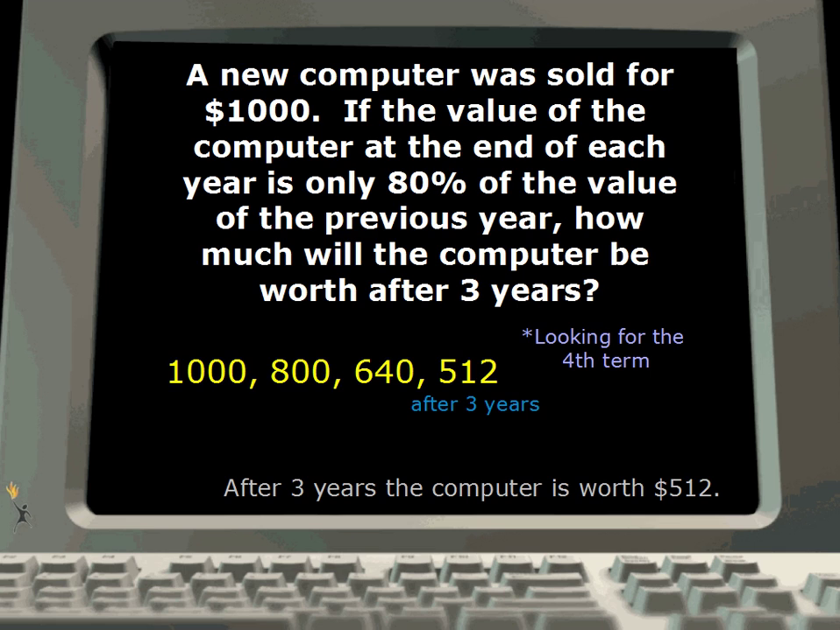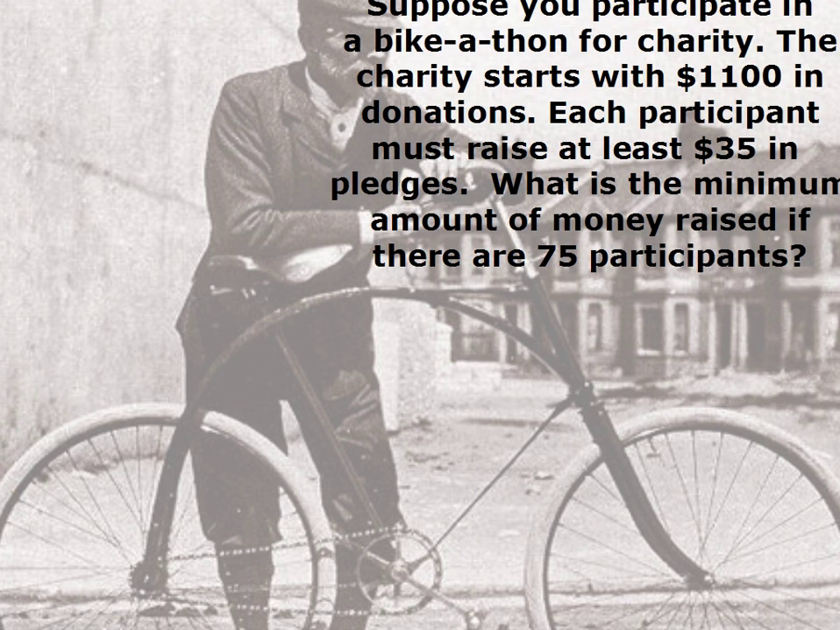Let's take a look at one more situation. Suppose you participate in a bike-a-thon for charity. The charity starts with $1,100 in donations, and each participant must raise at least $35 in pledges. What's the minimum amount of money raised if there are 75 participants?